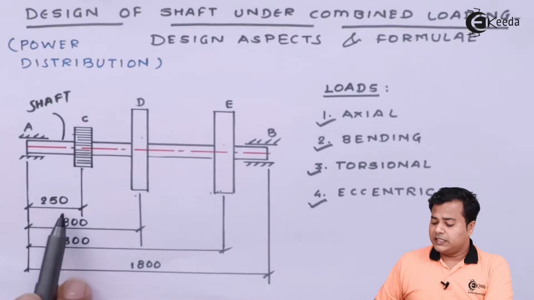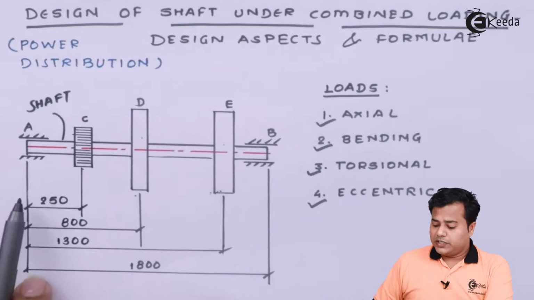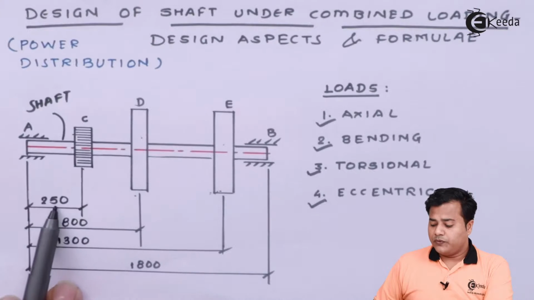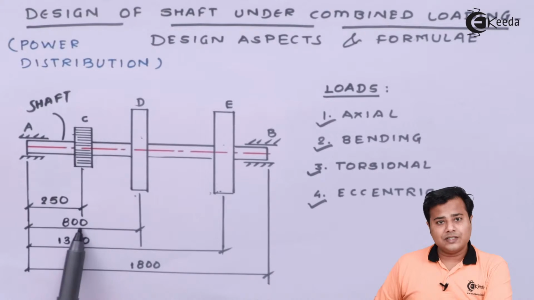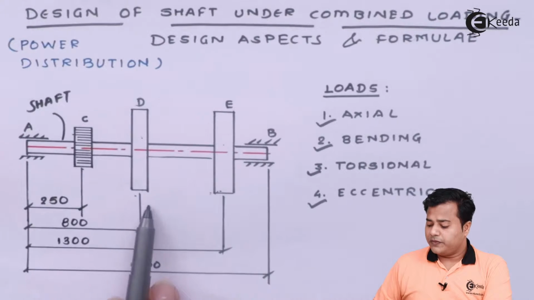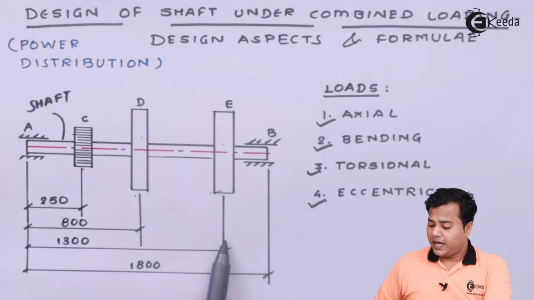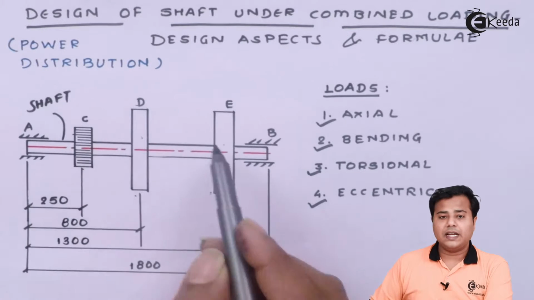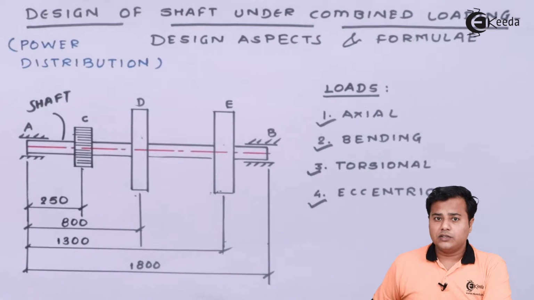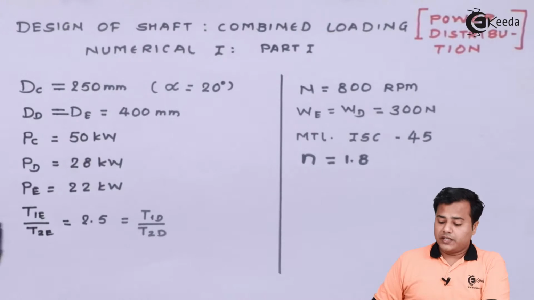So this is what the distances between them are given. The distance between A and C is 250, ahead of which the distance is basically 450. Thereafter the distance between these two remains 500, and ahead of it again it remains 500. So with this given diagram, let us proceed for the solution part. So let's look at it.